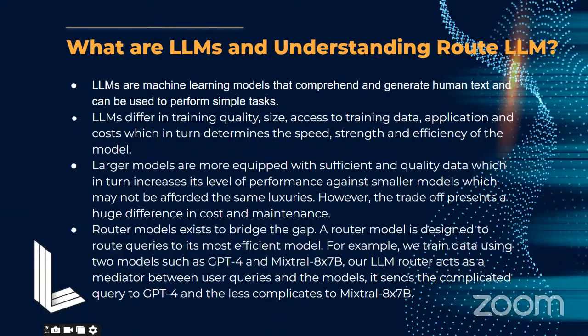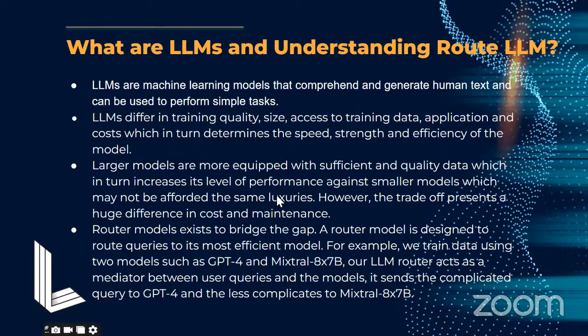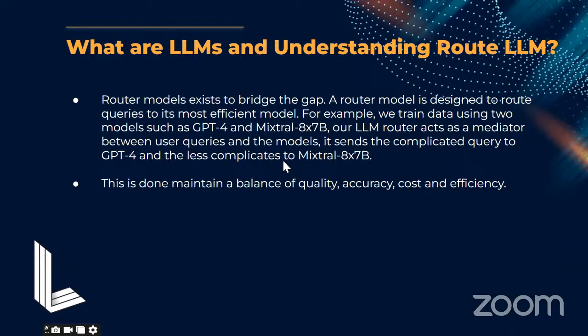Router models exist to bridge this gap. A router model is designed to route queries to its most efficient model. For example, we train data using two models such as ChatGPT and Mixtral 8x7b. Our LLM router acts as a mediator between user queries and the model. It sends complicated queries to GPT-4 and less complicated ones to Mixtral 8x7b. Next slide, please.